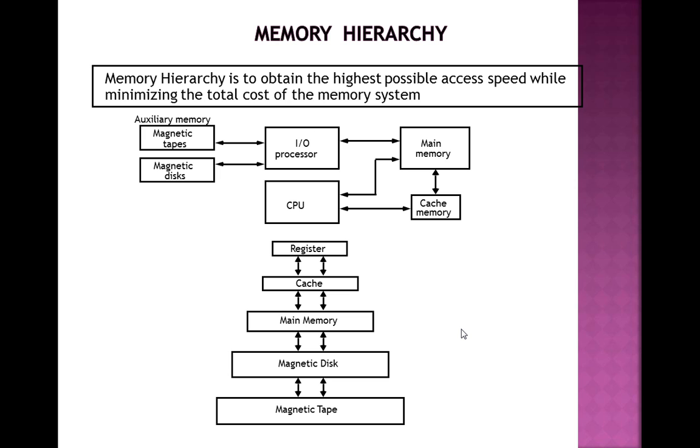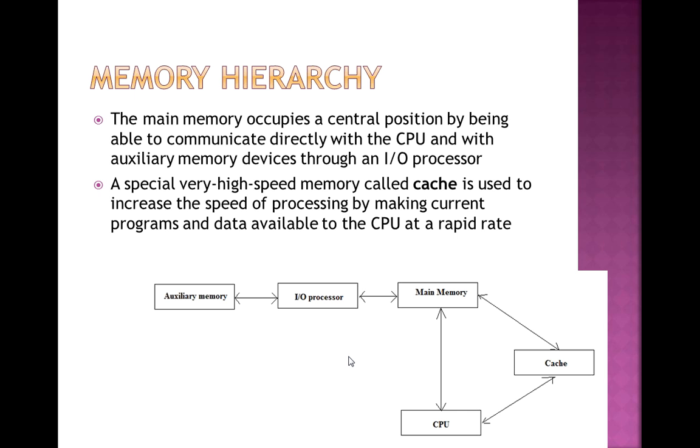Then we also discussed the memory hierarchy diagram. This is the hierarchy diagram. First of all there are registers, then cache memory, main memory, magnetic tape, and magnetic disk. So these are the different types of memory: registers, then cache memory, main memory, and at last secondary memory, that includes magnetic tape and magnetic disk.